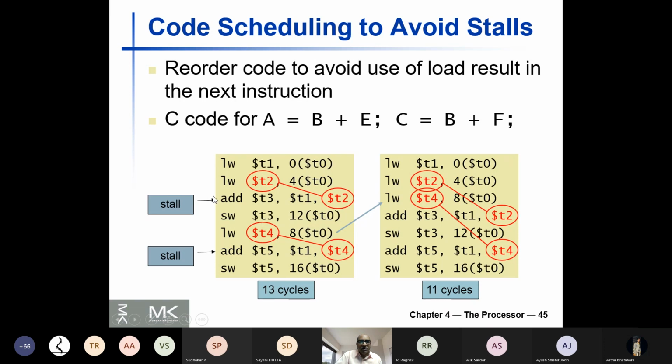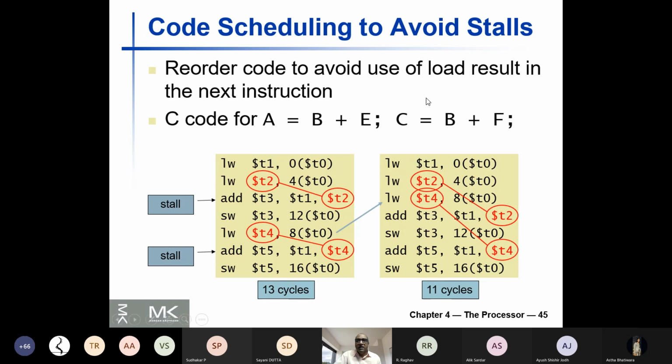Because of the load followed by an arithmetic instruction, even if you use the forwarding idea, it still requires 1 cycle to be stalled here and here also. There were 2 additional cycles required for execution. So a total of 13 cycles are required using forwarding. Whereas here, by reordering the code, it requires only 11 cycles. So that way you can avoid the data hazards by using code scheduling.